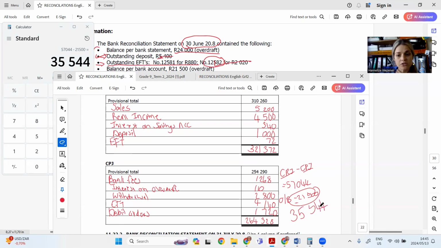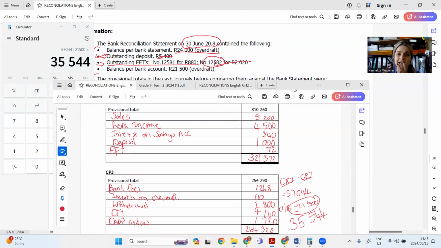So minus the 21,500. So we had a bank account balance of 35,544. Remember again, the idea is that we need to see that our books agree to that of the third party, in this case the bank, because we need to have accurate financial statements. So both sides have to reflect the same transactions.